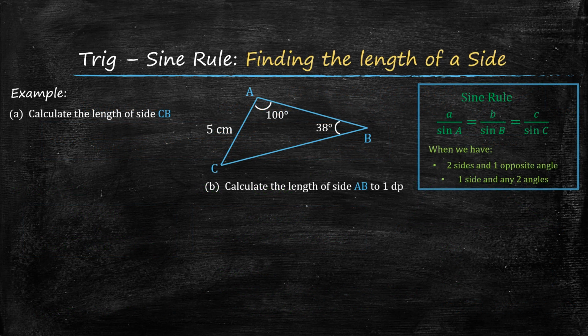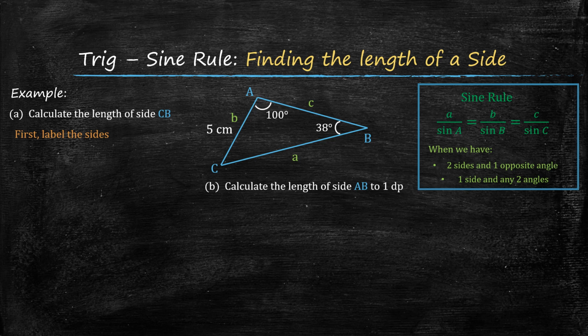In our first couple of examples, we look at how we can use the sine rule to find the length of a side. We are shown triangle ABC, and we can see that the side AC is 5 centimeters, angle A is 100 degrees, and angle B is 38 degrees. In part A, we're asked to calculate the length of side CB. So the first thing we want to do is label the sides. Side A is opposite point A, side B is opposite point B, and side C is opposite point C.